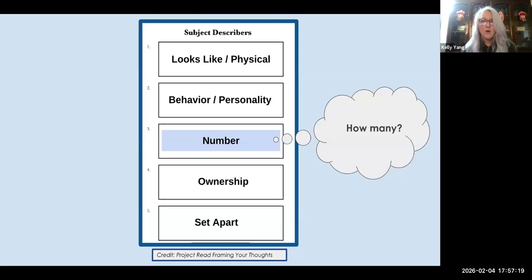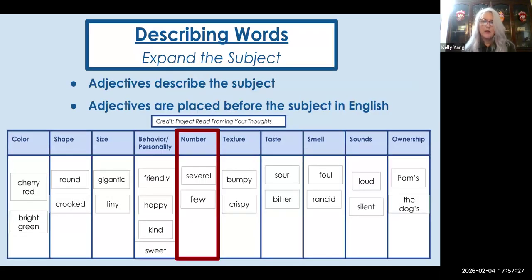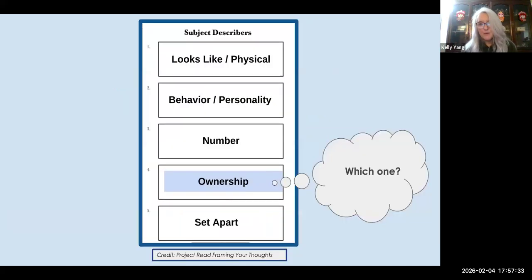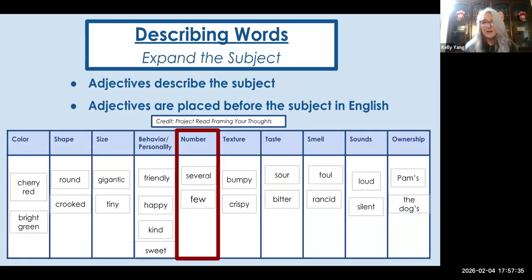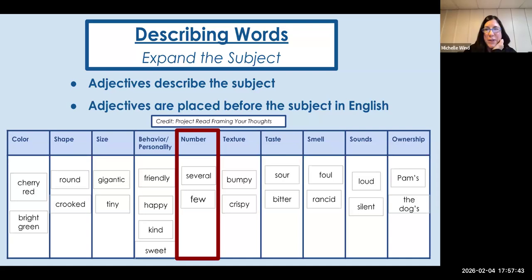Number words are also describers. So it could be straight out numbers, or you're going to see on the next page, I think we're going to show you like several, many, few. Those are also number words. And they're important to know because that affects the meaning of the sentence. You need to know what is a few, what is a couple, what are several. And these kind of words, throughout a passage, can really confuse a student.